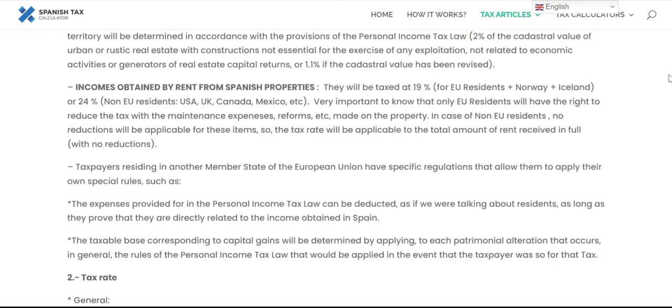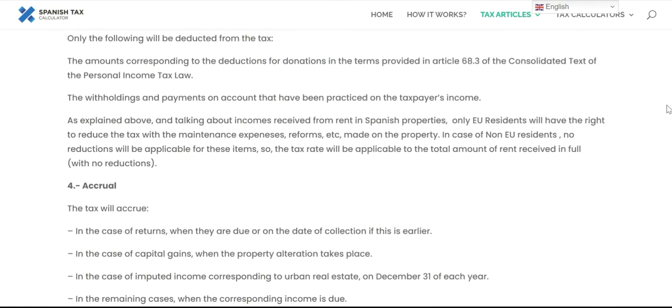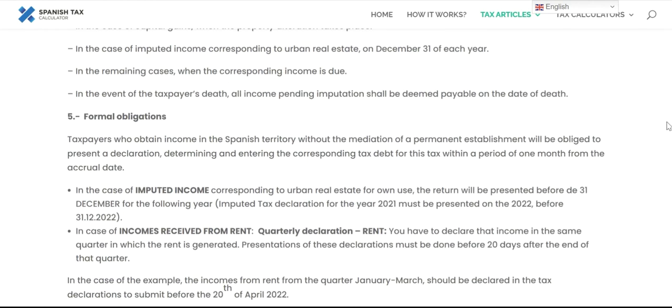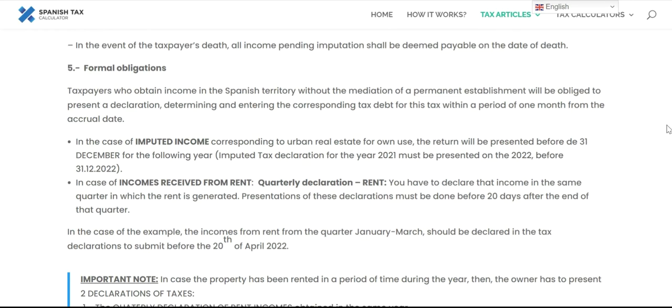It's very important for you to check your tax situation as non-resident in Spain, because if you own a property in Spain, you have certain formal tax obligations, which will depend on whether you are renting the property or the property is used privately without being affected to an economic activity such as renting.